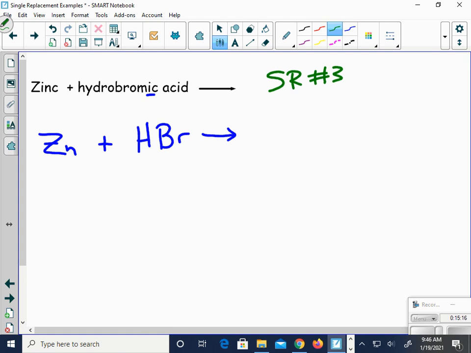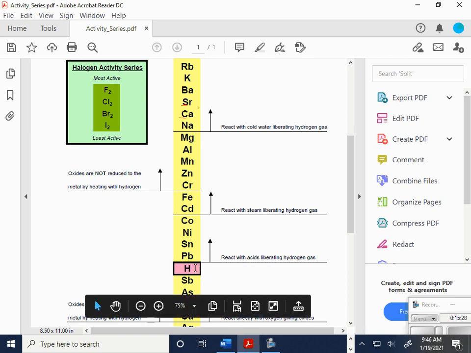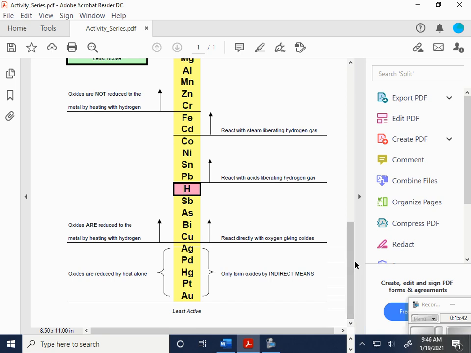Now I need to go to my activity series. I can see that hydrogen is boxed in. I have a little pink box here with hydrogen right here. The line there says reacts with acids liberating hydrogen gas. So all of those under that box of H will not react with an acid. Those will give you NRs.